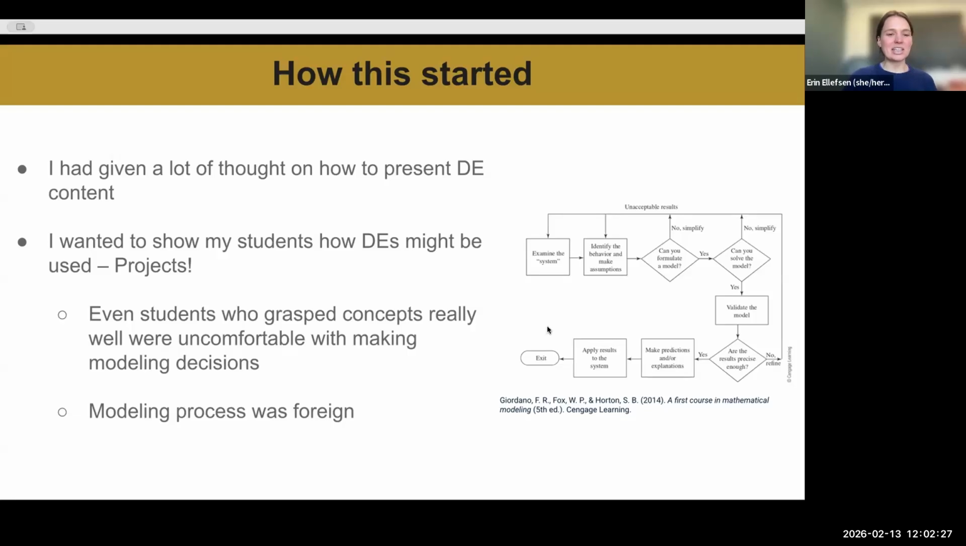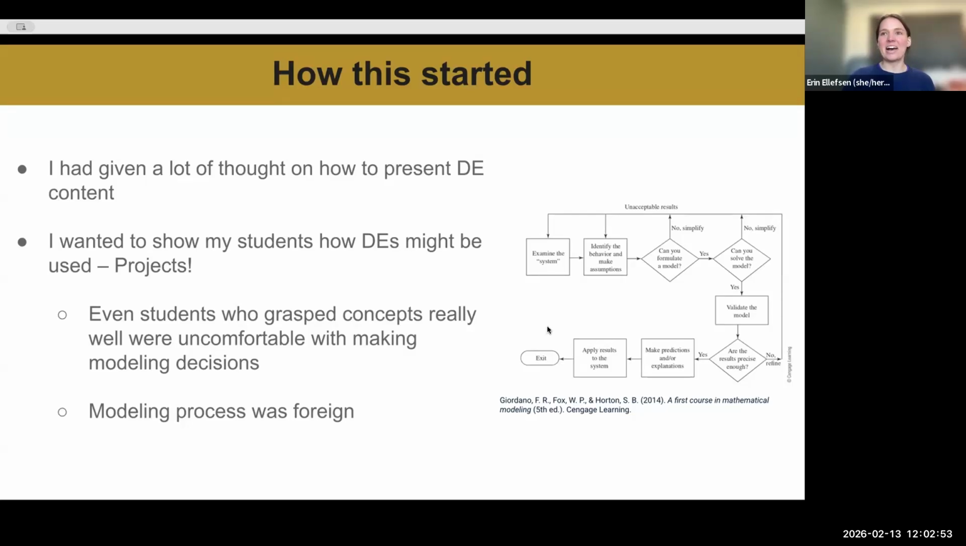But what I found was that even my students who were really comfortable with the material were really uncomfortable with making modeling decisions. I think I have a lot of students that are nervous to fail, and so making modeling decisions and making assumptions did not come naturally. They wanted an exact right answer. And the modeling process in general was foreign.